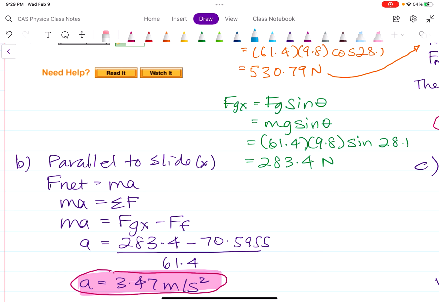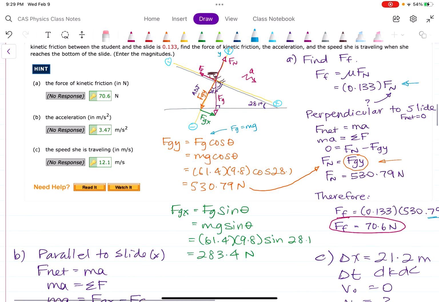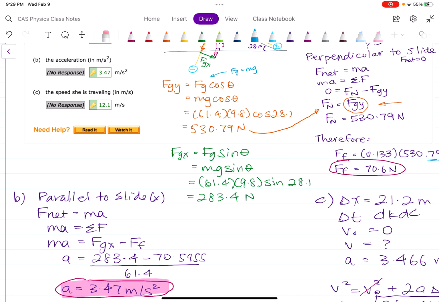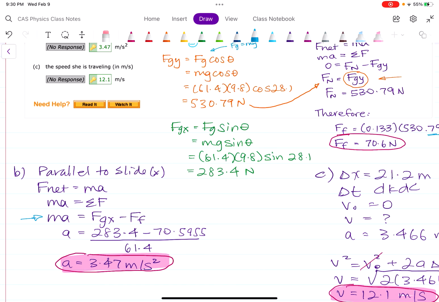In the parallel direction, it is accelerating, so F net equals ma. Ma equals the sum of the forces. In the x direction, what are the forces acting? Well, there's this green vector, FGX, acting down the slope, and there's the force of friction opposing it. So ma equals FGX minus FF. Rearrange it to solve for a, plug in the values, and you get an acceleration of 3.47 meters per second squared.